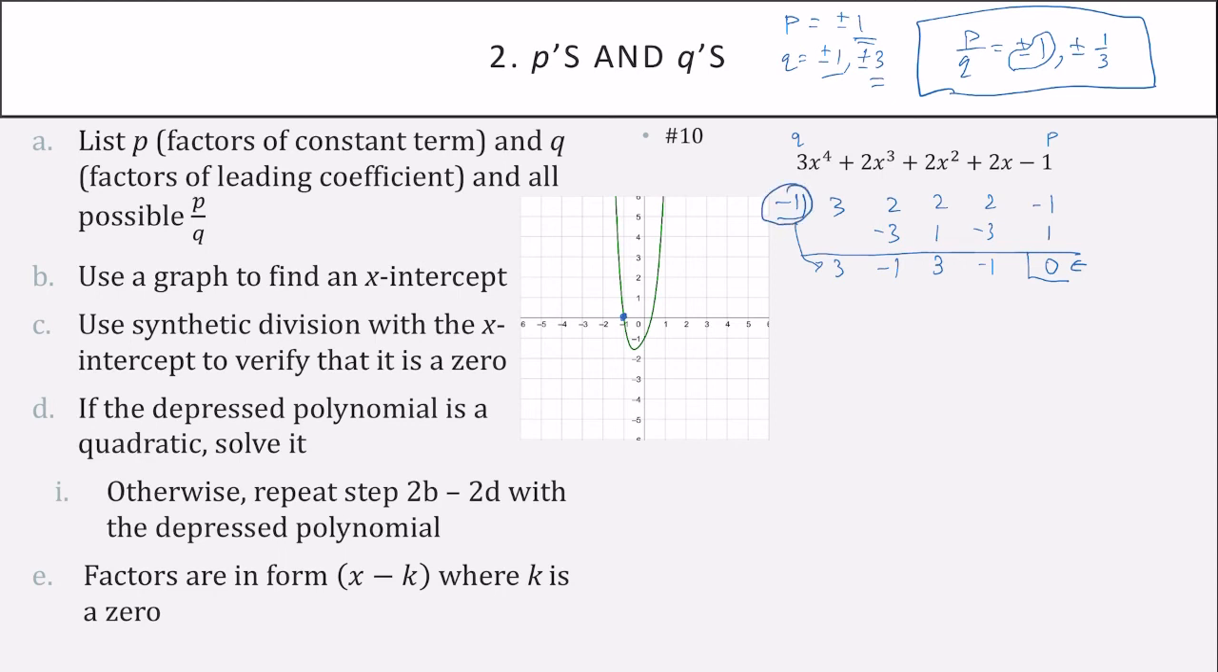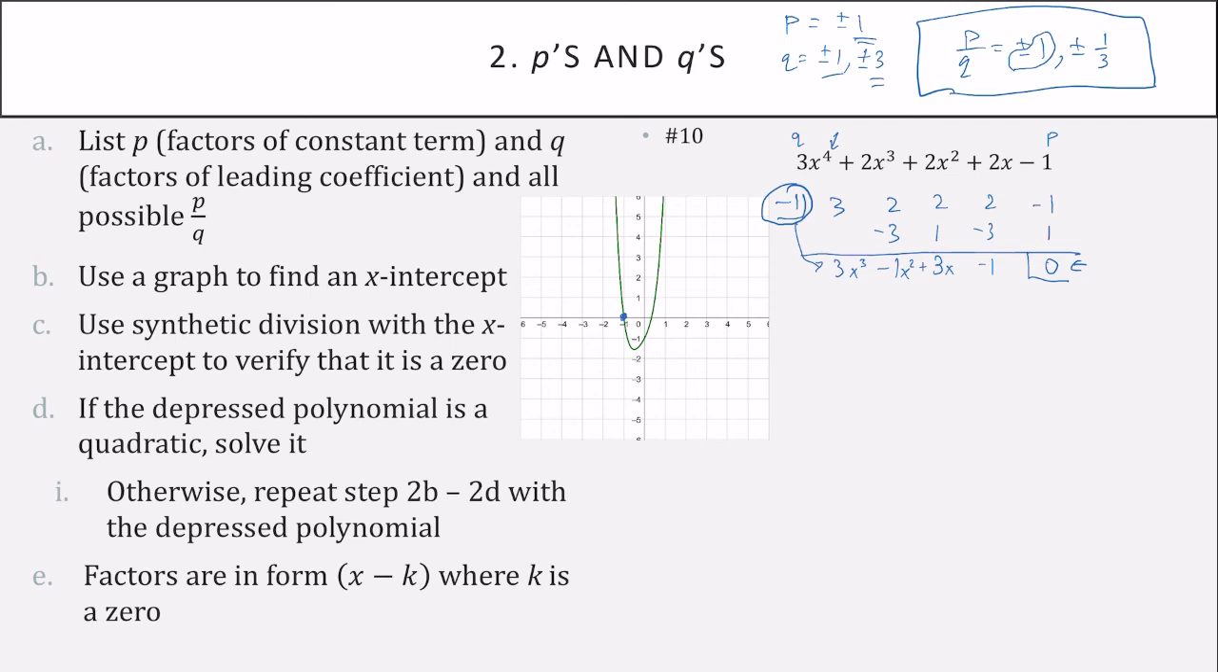How many should we have? Oh, yes. That tells us we should have 4 answers. The degree is 4, so we should have 4 answers. Well, now you look at the depressed polynomial. A depressed polynomial will be 3x. It was to the 4th, but we divided by one of them, so it's x cubed. It's 1 less power. And then fill in the rest of the x's. So that's my depressed polynomial. Is that a quadratic? No. So we're going to repeat.